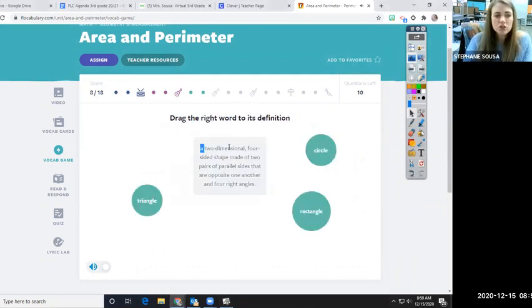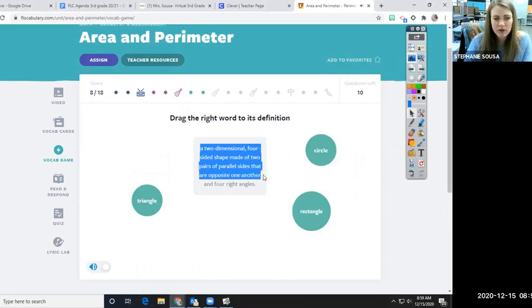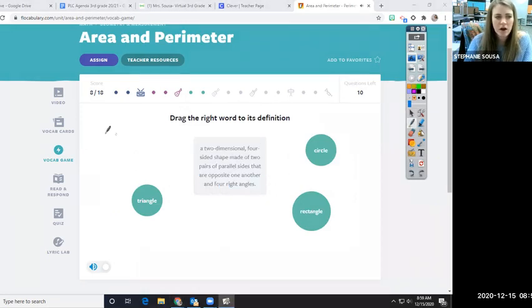A 2-dimensional, 4-sided shape made of 2 pairs of parallel lines. They're opposite one another in 4 right angles. All right, 2D, 4-sided shape, 4 right angles, parallel sides. What's the shape called? A triangle, a rectangle, or a circle?